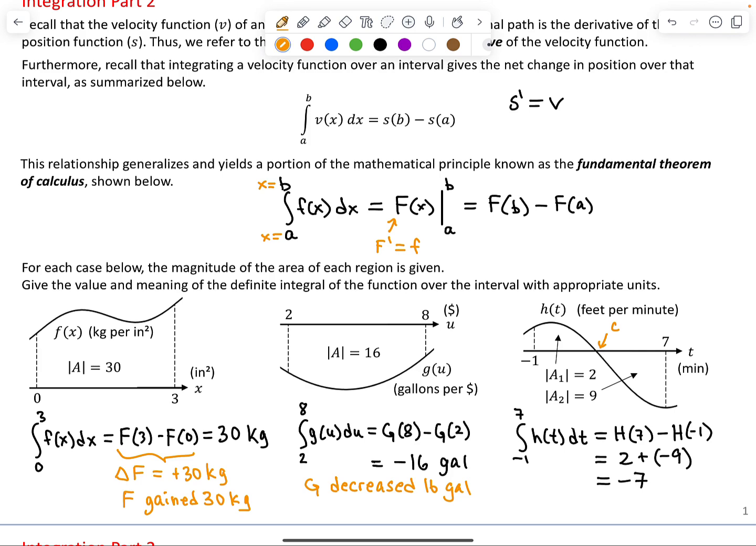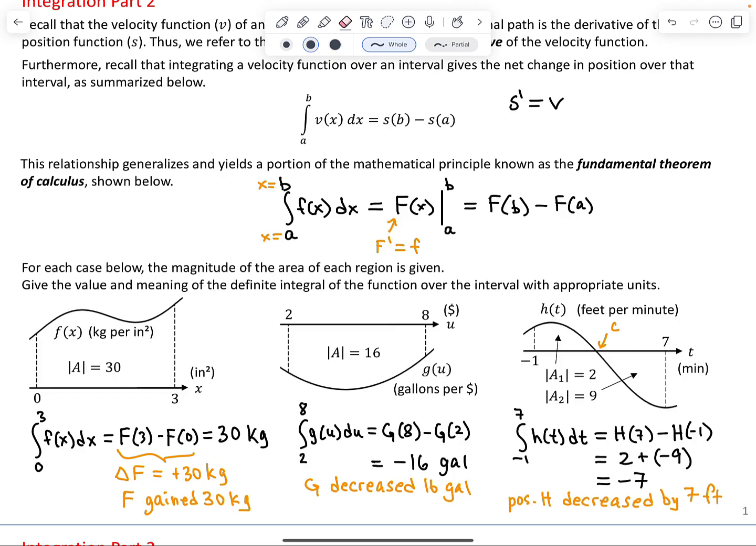This means that our position function, which is h, decreased by 7 feet because that is the product of feet per minute and minutes. Now h did not only go down over this time interval. Whatever h was at time -1, between time -1 and time c, whatever time c is, the position increased by 2. But then after time c and up to time 7, the position decreased by 9. So the overall effect between time -1 and time 7 is a decrease by 7.